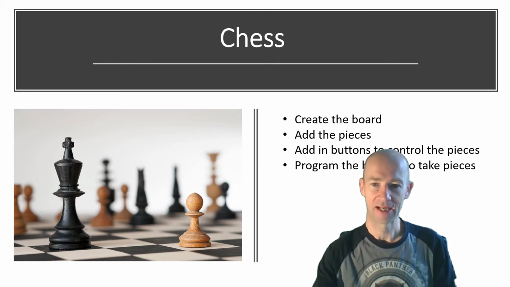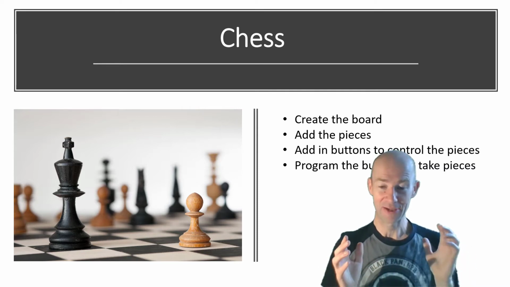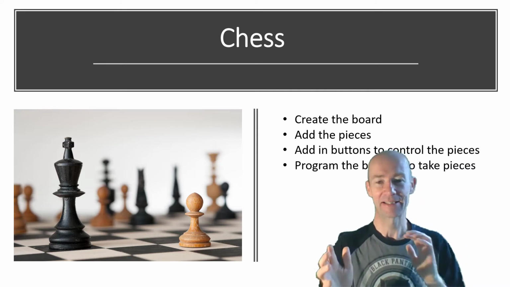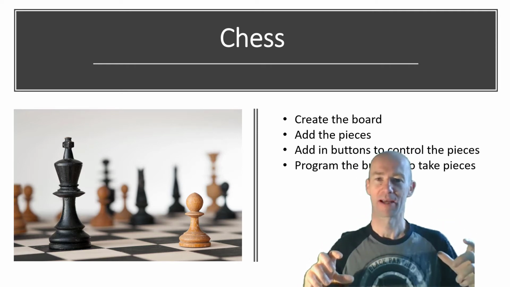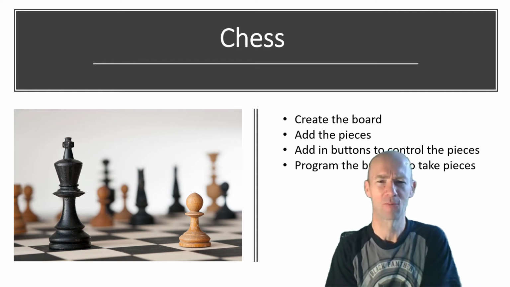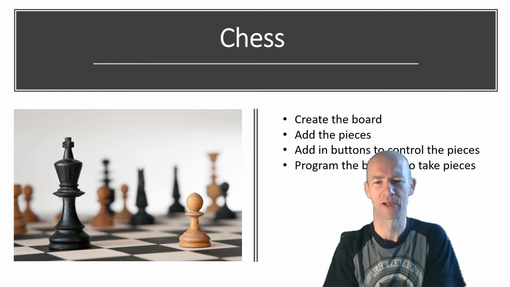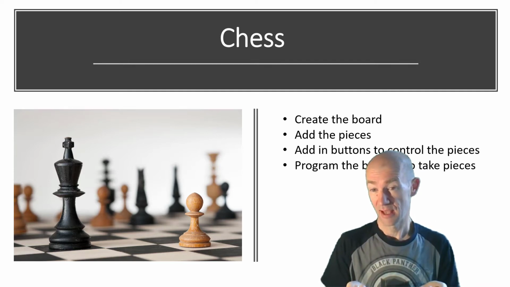So the first thing that I need to do is create the board. Now, a chessboard is an 8x8 board, so we'll need black and white squares. I may need to even work out what the board looks like, which bit's white and which bit's not white and so on. Then I'll need to add the pieces.